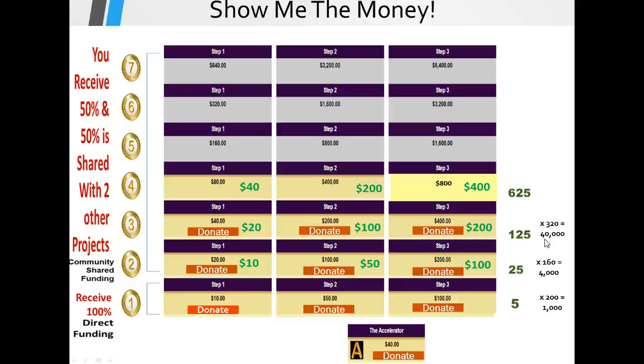So what I'm about to do is show you some large numbers here. But the reason we're doing this is to let you know that this is a viable vehicle for you to use to accomplish your goal.